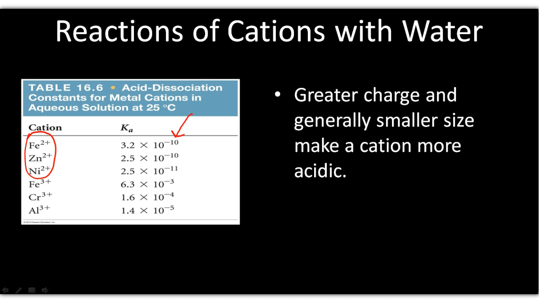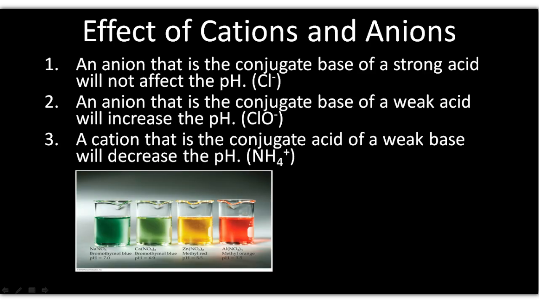And then as the charge, that's the main thing we really want to focus on, not so much the size, as the charge of the metal ion goes up, it forms an even more acidic solution. So an iron 3 plus solution is significantly more acidic than an iron plus 2 solution. Okay? So some general rules.